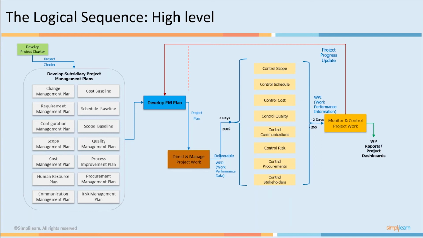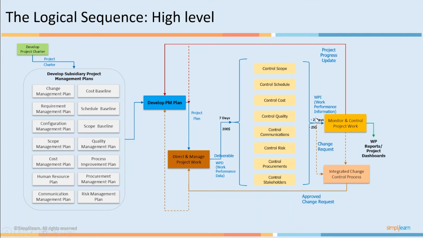That will go to the change control board and the integrated change control process. After the change control board has reviewed the request, it will look at the impact of this change and will obtain the necessary approval. And if the request is approved, then that request will be implemented in your direct and manage project work process. So you will have to execute the work as per the changed plan. And there may not be a request directly from control scope or control schedule or control cost, but it may come from monitor and control project work also.